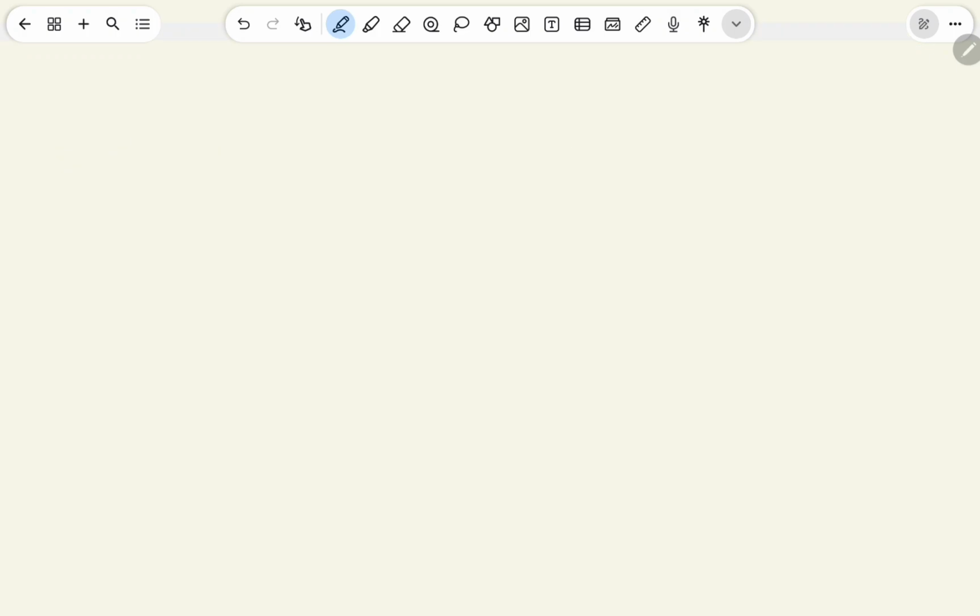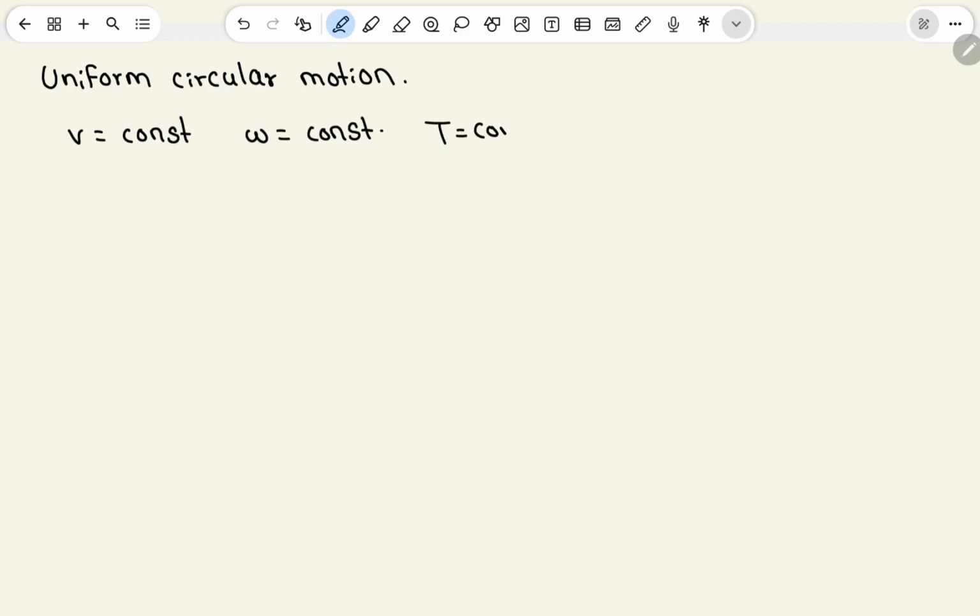So let's summarize. For uniform circular motion, your speed is constant, angular velocity omega is constant, time period is constant, tangential acceleration a_t is equal to 0. Tangential acceleration is nothing but dv by dt. V is constant, therefore a_t is equal to 0. Alpha is also equal to 0, and alpha is nothing but angular acceleration d omega by dt.